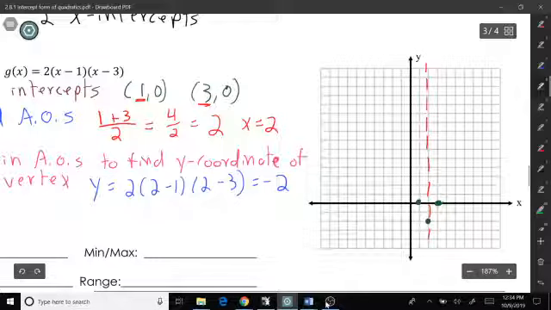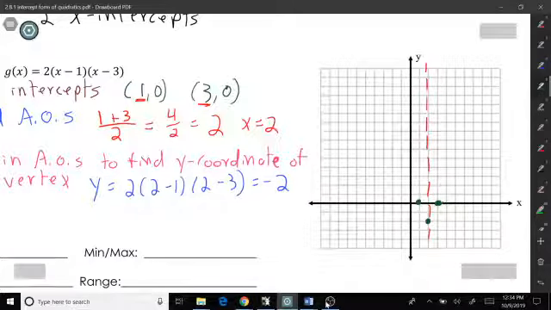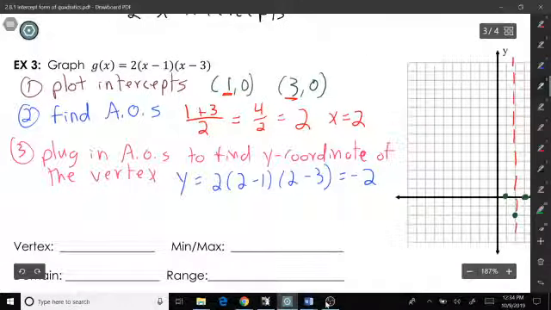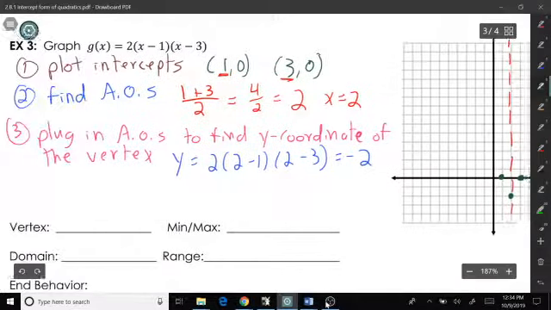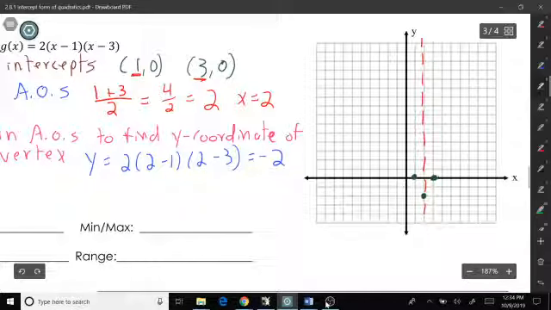So now, I know we usually would get a couple more points when we were graphing in vertex form, but a lot of times in intercept form we won't need those other points. For today, we'll just focus on getting those 3, and then it's going to be a U shape, so it should look like that.